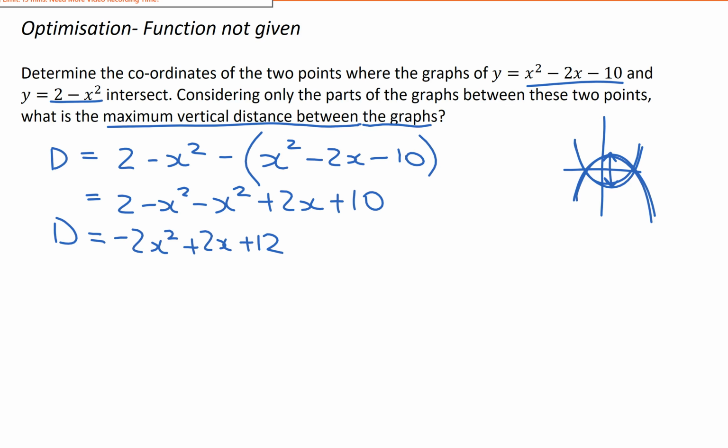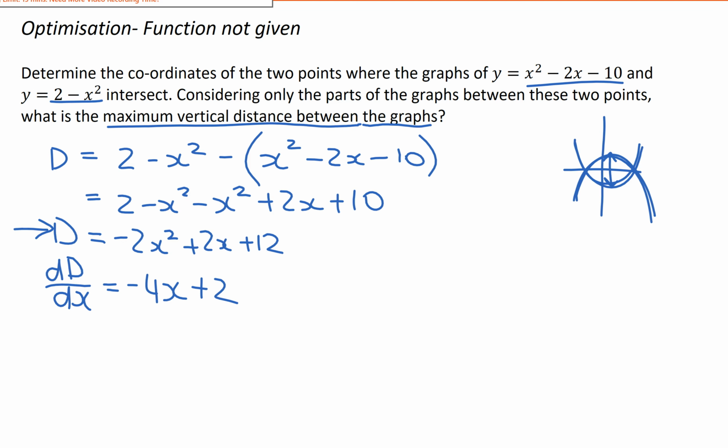Happy with that? Now what am I trying to do? Differentiate and solve equal to 0, to find the maximum for this particular function. Okay, so let's differentiate that. dD by dx is going to be negative 4x plus 2. Everyone happy with that?